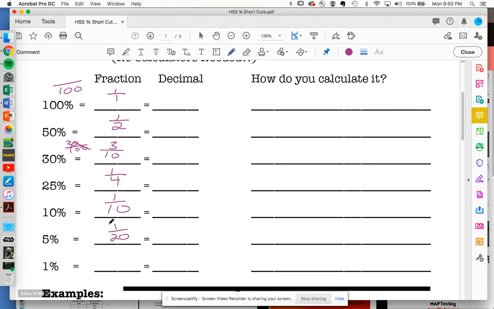Now, if we look at that 1 over 2, notice 5, 0. Notice the zeros kind of flip there. It's kind of cool. And then 1% would be 1 per 100.